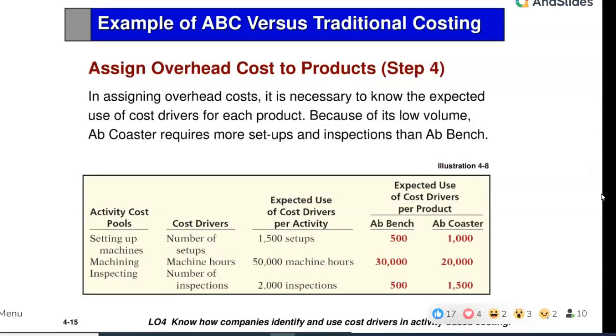Now, you go back and you say, okay, what's the expected use of the cost driver for the bench when it comes to setups? Well, it's not as complicated as a coaster. It's easier. So 500 times, we're going to move over to the bench. And 1,000 times for the coaster. What about machine hours? Now, this is strange. I would think there would be more machine hours on the coaster than the bench, but this is just a demonstration here. The AB bench takes 30 machine hours. I don't know why. AB coaster less. And then inspecting. Well, of course, the coaster is more complicated, has more parts, more inspections.